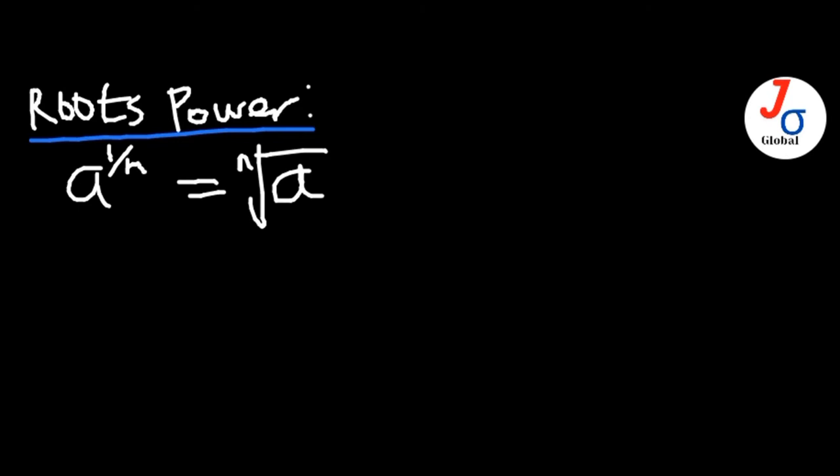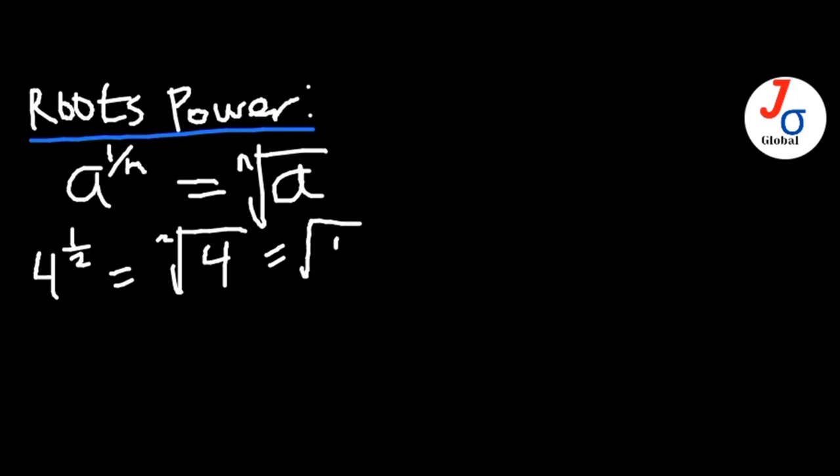So let's say we have 4 raised to the power of half. So basically that's going to be the 2nd root of 4. We don't even write the 2 when you write the square root. You just write square root of 4. And that gives us 2.